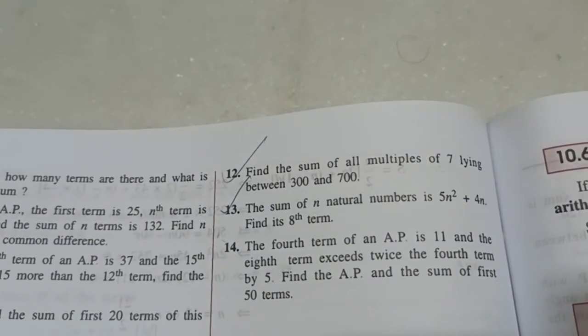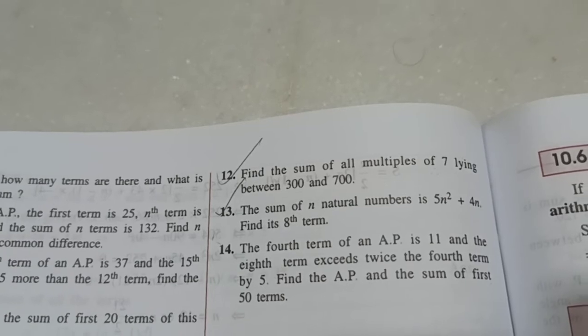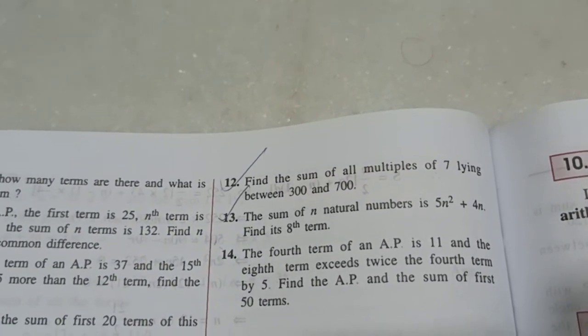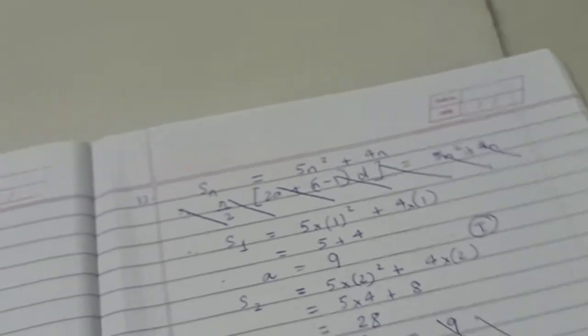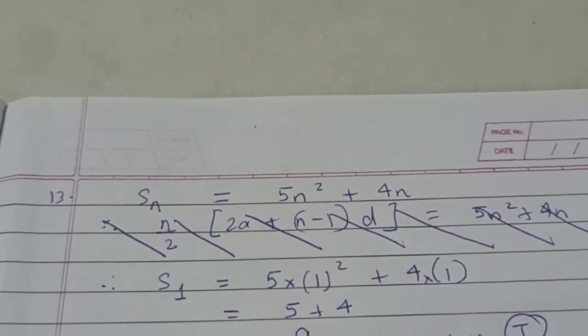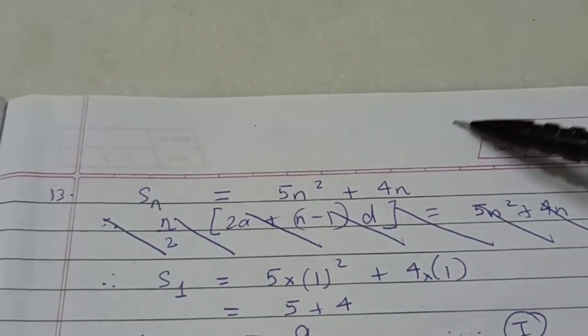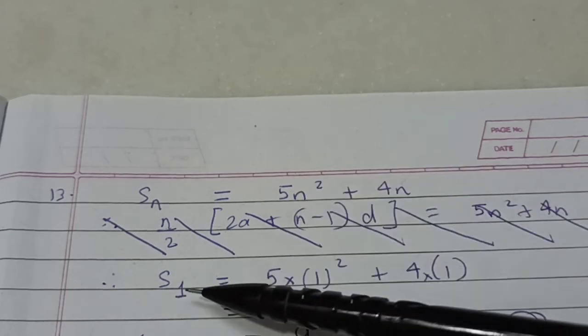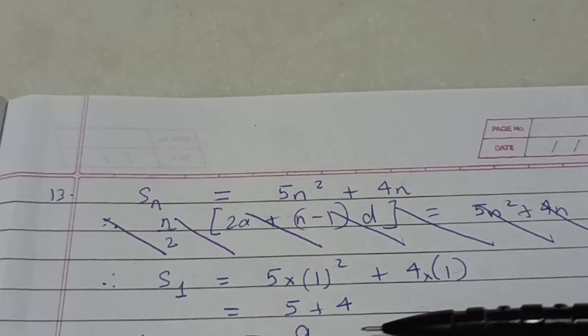13th sum. The sum of n natural numbers is this. Find its 8th term. Now, whenever they give such an expression, we should substitute n as 1, n as 2, maybe n as 3 and get some values of Sn. So if Sn is given as this, let's substitute n as 1. So that means the sum of the first term comes out to be 9.